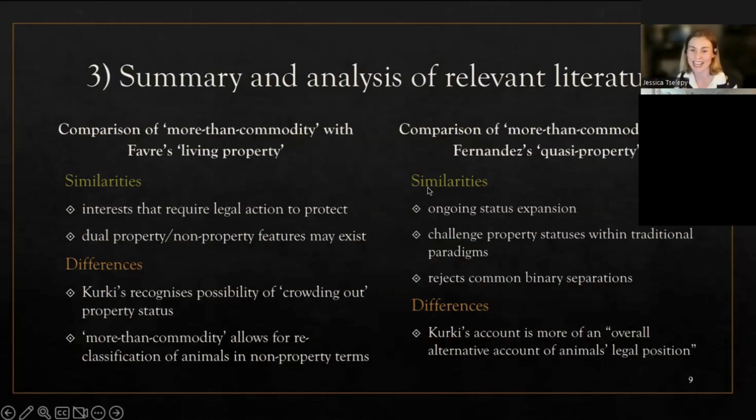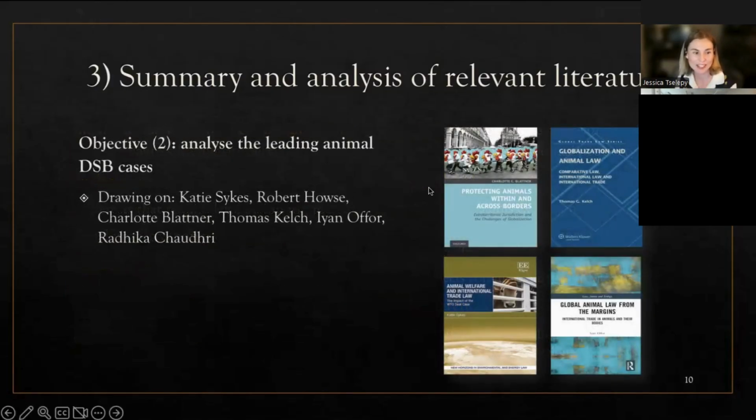Let's move to the next slide, onto my second objective. Some more literature, but different literature. So, fun new start here. Okay. A second objective of my whole thesis is to analyze the leading animal DSB cases. And there has been a select few authors that have considered in depth the treatment of animals within the WTO regime, generally speaking. And some have also considered more in depth the DSB cases that I also refer to. So notably Katie Sykes, Robert Howse, Charlotte Blattner, Thomas Couch, Ian Offer, and Radhika Chowdhury.